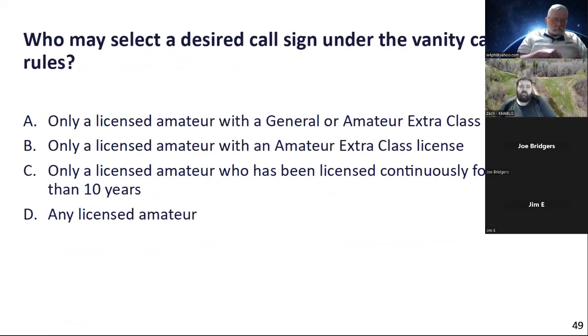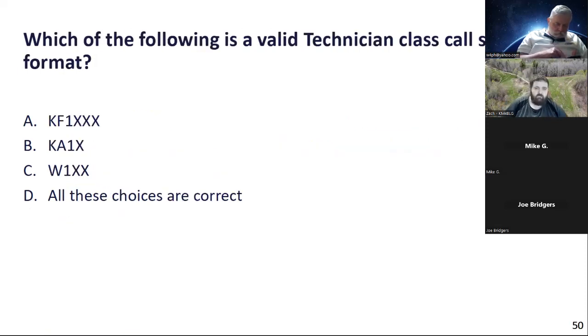Who may select a desired call sign under the vanity call sign rules? Anyone? B. So it's D. Any licensed amateur, anybody can get a vanity call sign. Just which call signs you can get is a little bit limited by license class, but you can apply for one.